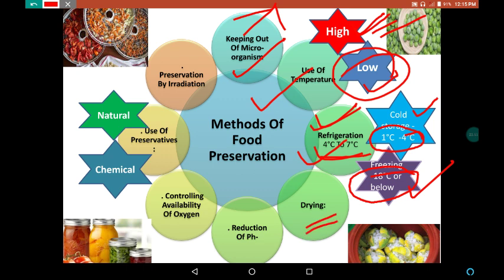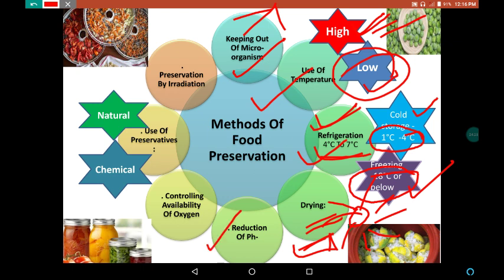Next is drying. Drying means removal of moisture. Dry fruits and grains remain unspoiled for a long period under proper storage. This is done by sun drying or dehydration. It means you can dry it in the sun or in a dehydrating machine, which can reduce the moisture content of that food product, and it is safe and preserved for a long time.